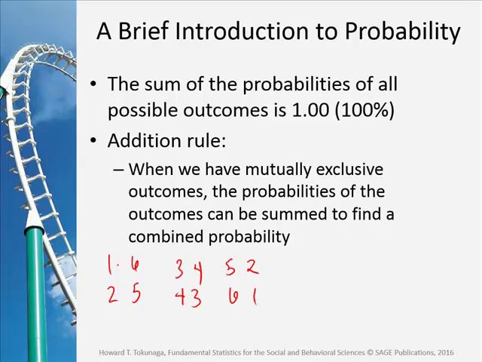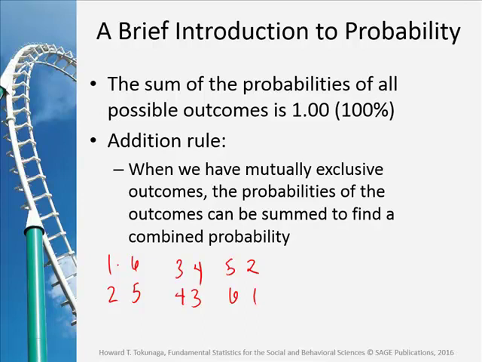So 7 has the highest probability of being rolled when you roll 2 dice. So it's the most likely outcome. And that's a good thing to put as the loser if you're Vegas, right? The most likely outcome, because you're trying to win everybody's money.